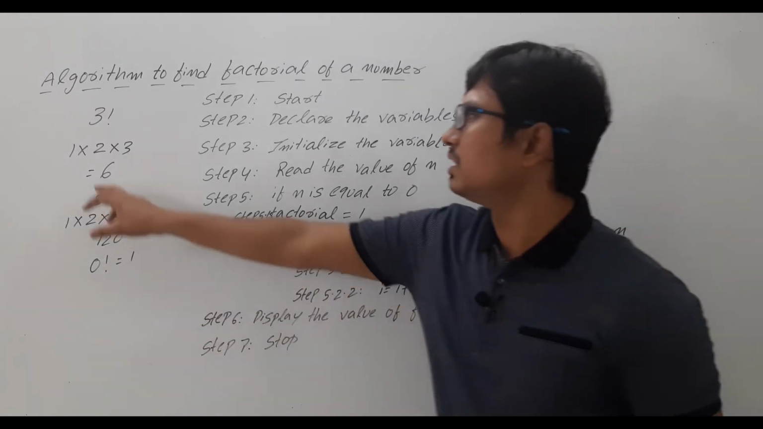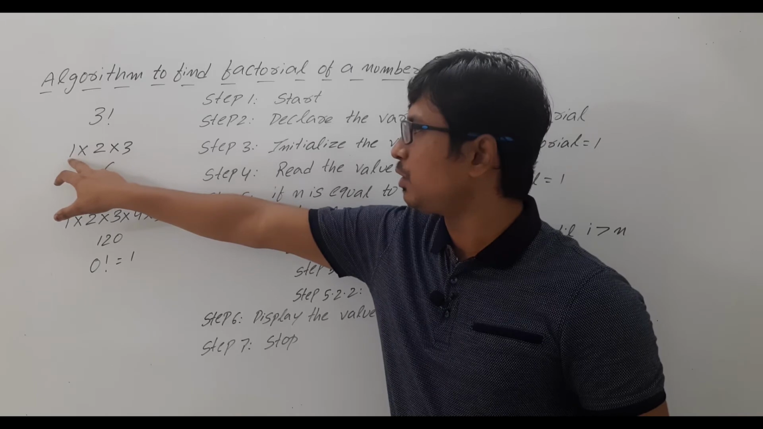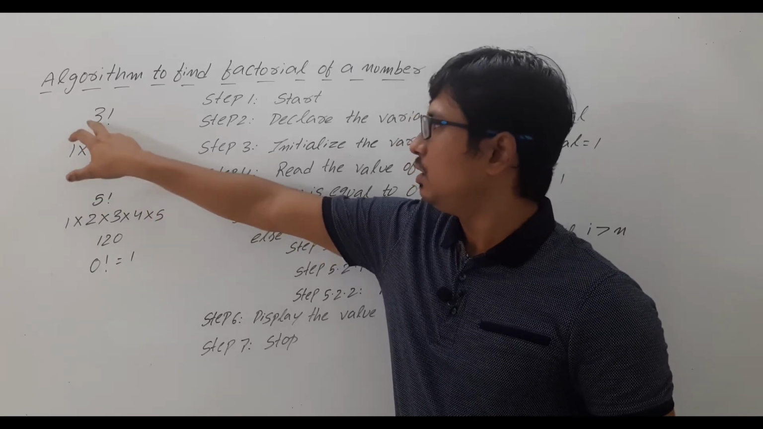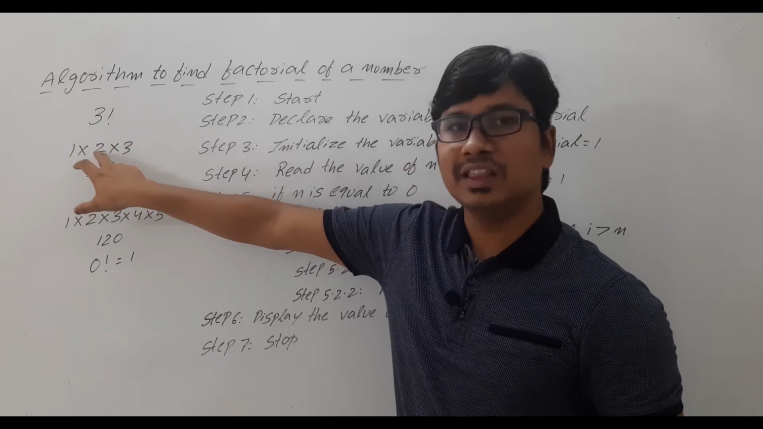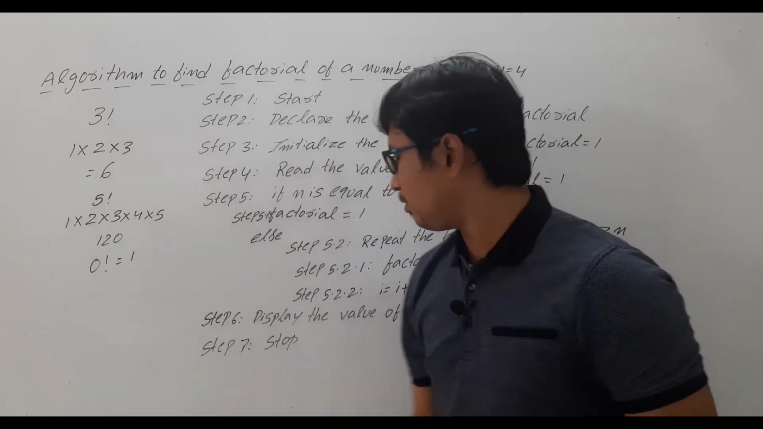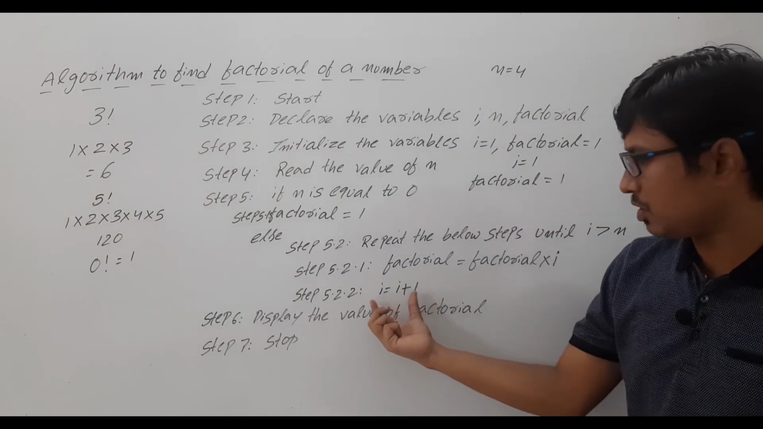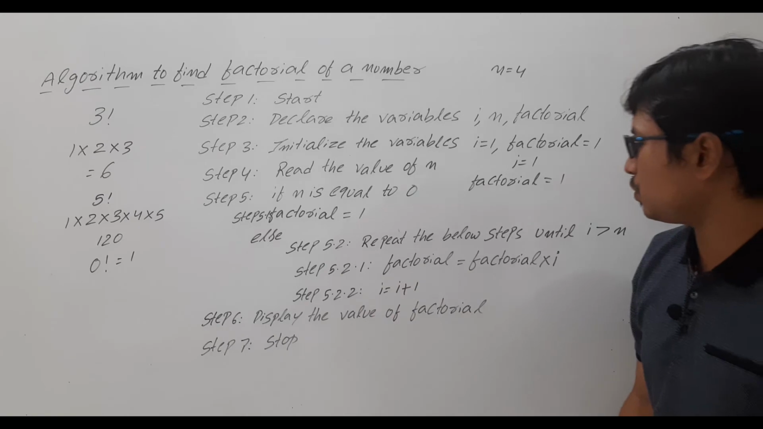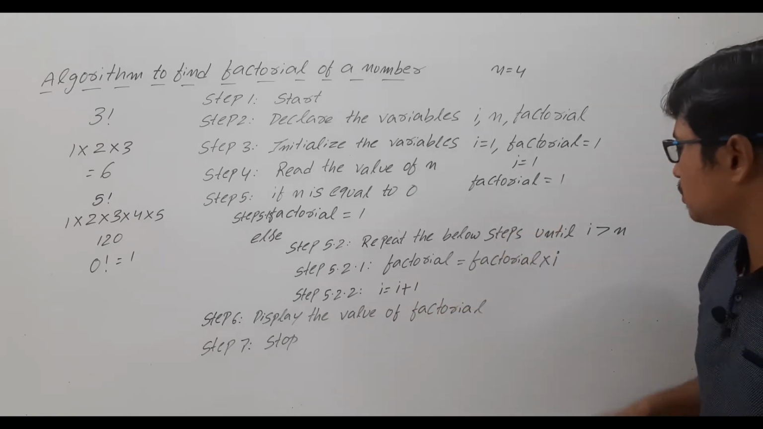If you check it here, initially we have multiplied 1 with 1, plus 1 is 2, then 2 plus 1 is 3. Like that we have performed. So that's why I have written a step called I is equal to I plus 1. Now we will execute this one.